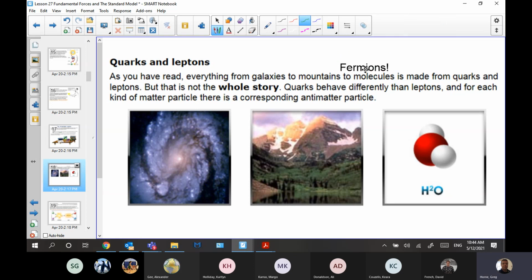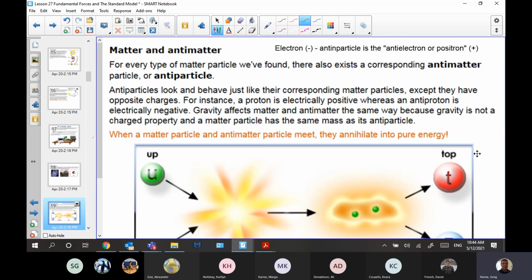Right, so quarks, which make up the fermions and the leptons. So that's the idea of what we're looking at, right? I want to point out that there's also something called antimatter. So for every type of matter particle we're listing, there's also a corresponding antimatter particle.